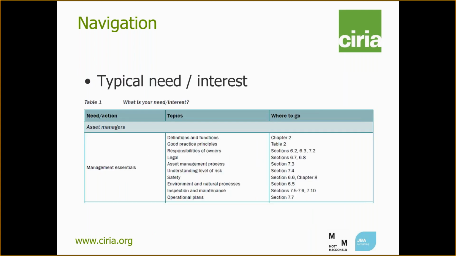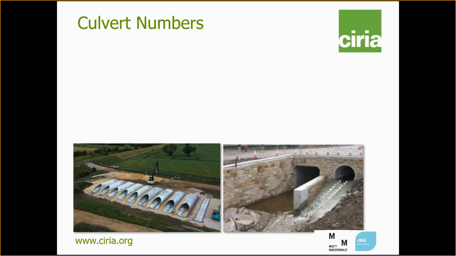And we also have tables of typical interest or need in the manual. So here's just an example. If you're an asset manager and you wanted to know the management essentials of culverts and screens and outfalls, there's a summary of the topics we think that are most relevant and where to find them in the manual. So hopefully that will help with navigation through what is quite a large document.